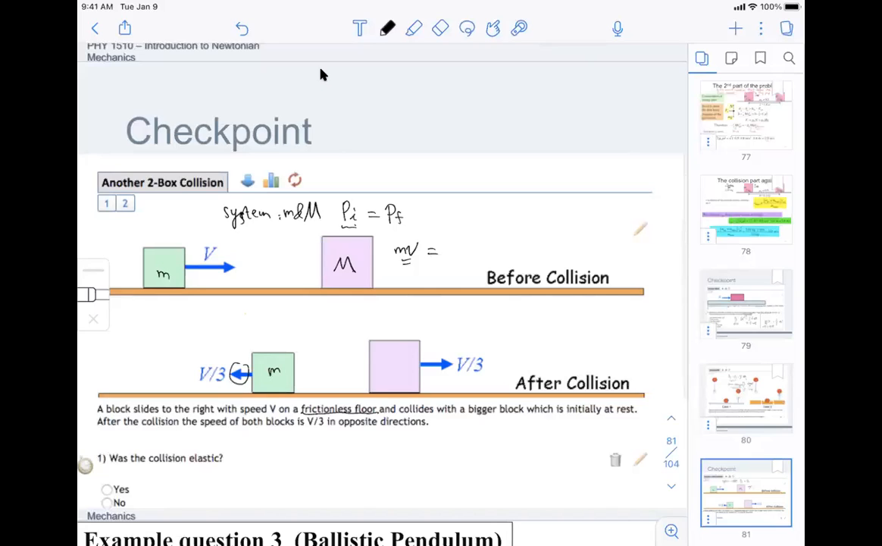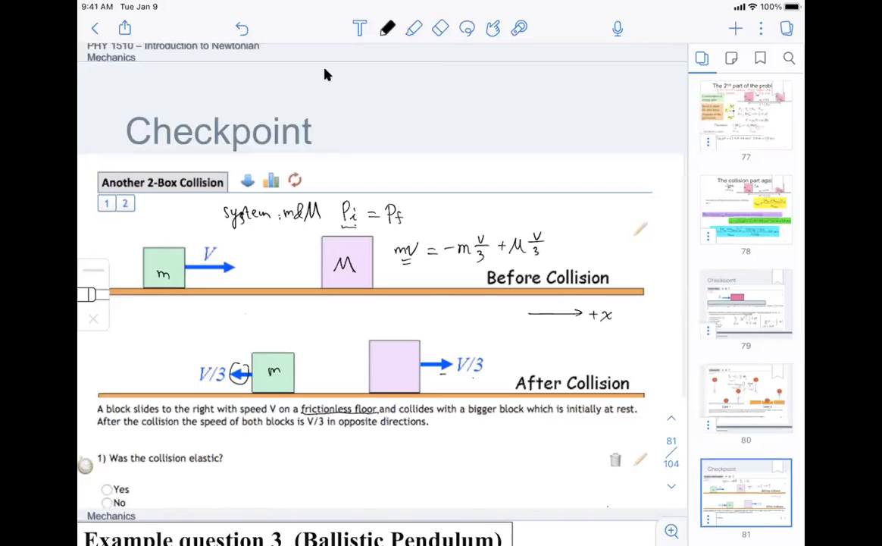So how do I write the momentum for little m after collision? Mass times velocity v over 3. How do I account for the flipped direction? Let's call this direction positive, so this velocity is in the opposite direction. How should I write it in my equation? Put a negative sign in front of it. Yes, very good. So I put a negative sign in front of this, and this one is moving forward, so it's going to be positive v over 3.